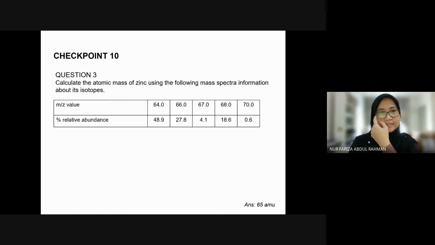Another checkpoint. This checkpoint is very much the same as our example just now. The difference is just in the number of isotopes. Previously we had 2 isotopes, this time around we have 5 isotopes. That's all, it's quite straightforward, because we have the information for each isotope.